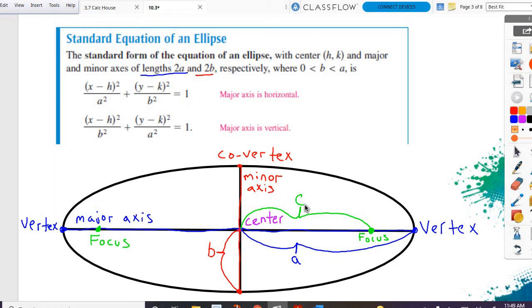Now, what would happen if I made a triangle from my co-vertex to my focus? It would be a triangle. Yeah, but what kind of triangle? Oh, right triangle. It's specifically a right triangle. So what are the lengths of my two legs? A and B. Not A. Or B and C. B and C. So we know that if I add the lengths of my two legs, what does it equal?